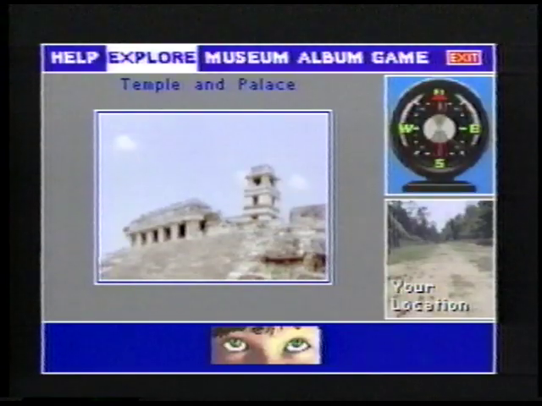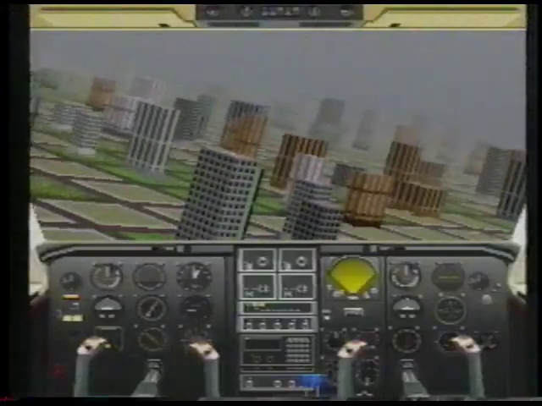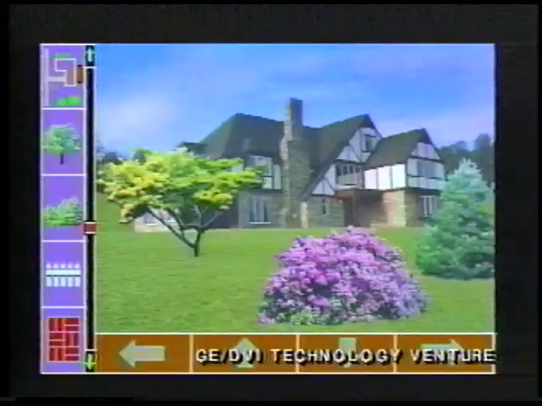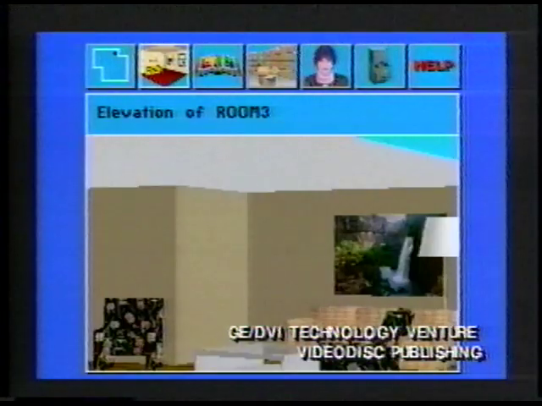Digital Video Interactive is a new computer system combining graphics and live action, where the user actively participates with the program. Uses so far include education, sales, and training.